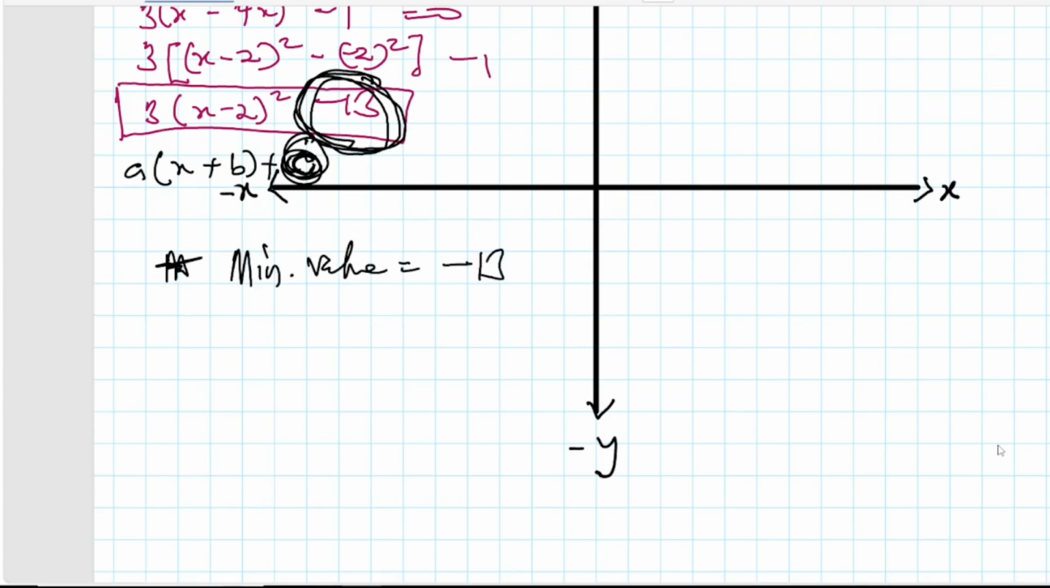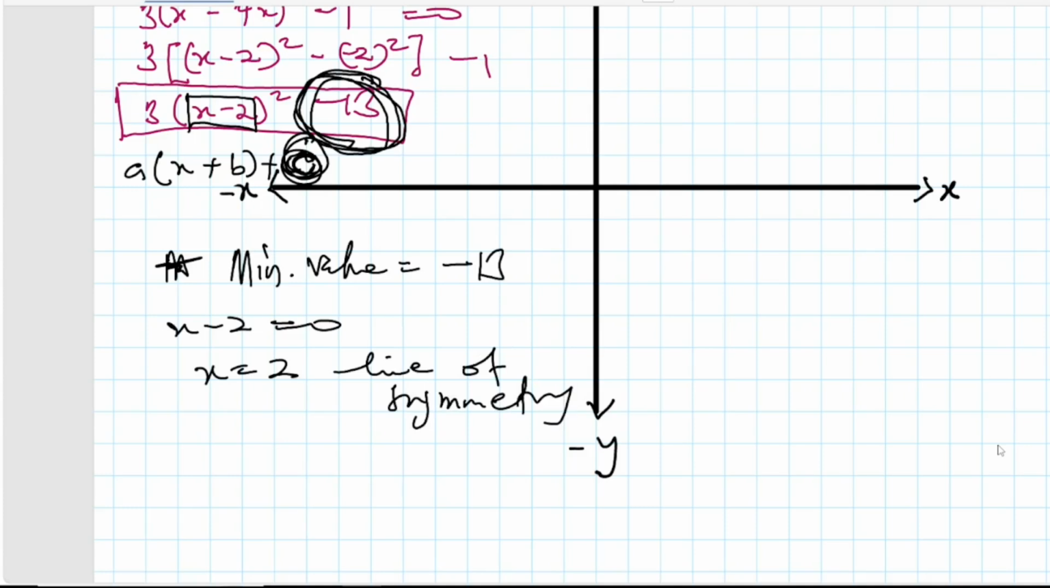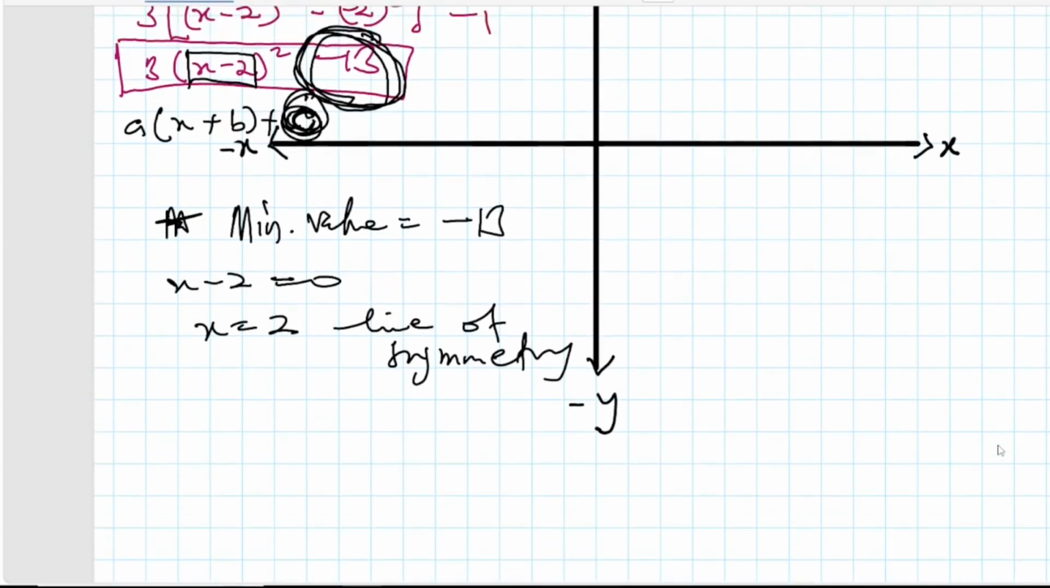And then the x coordinate at the minimum is the one in the brackets after equating it to 0, the same as the line of symmetry. So x minus 2 equals 0, x equals 2. So x equals 2 is a line of symmetry, and 2 is the value of x at the vertex. It means our vertex is 2, negative 13.